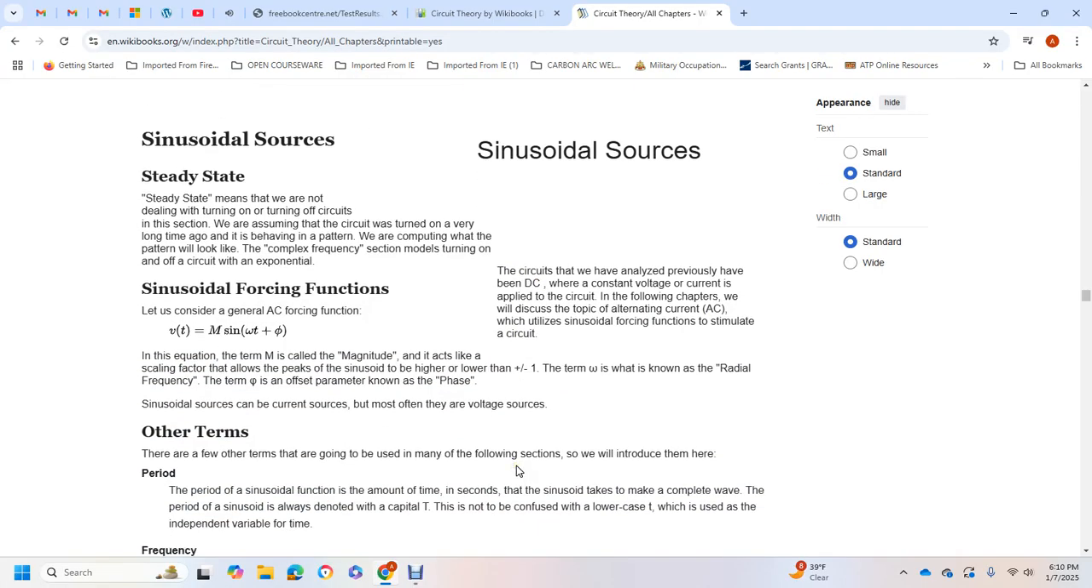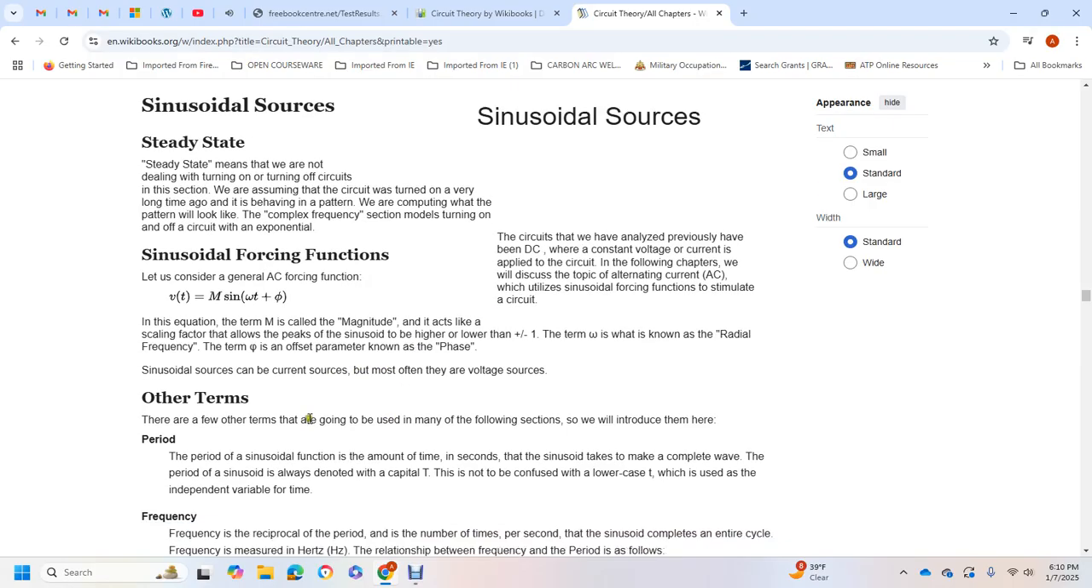Sinusoidal forcing functions. Let's consider an AC forcing function: voltage equals M times sine of omega t plus phi. In this equation, M is called the magnitude and acts like a scaling factor, allowing the peaks of the sinusoid to be higher or lower than plus or minus 1. The term omega is known as the radial frequency, and phi is the offset parameter known as the phase. The sinusoidal source may be a current source or a voltage source.